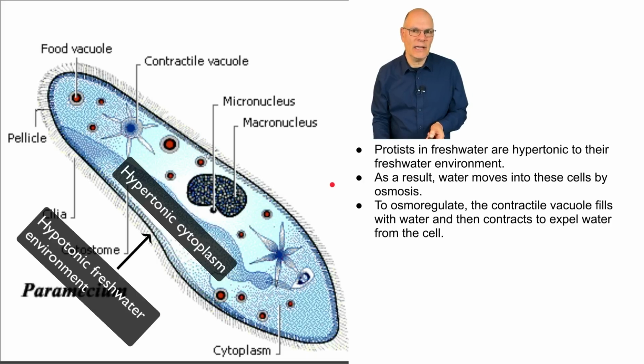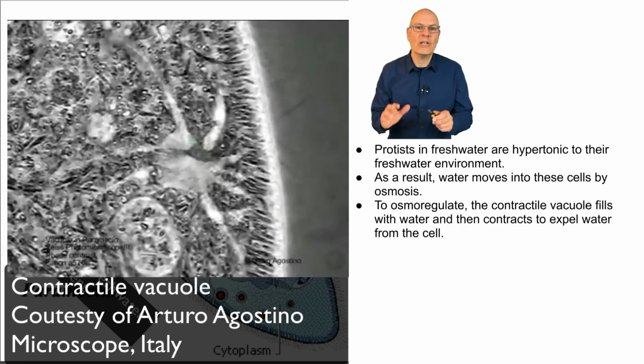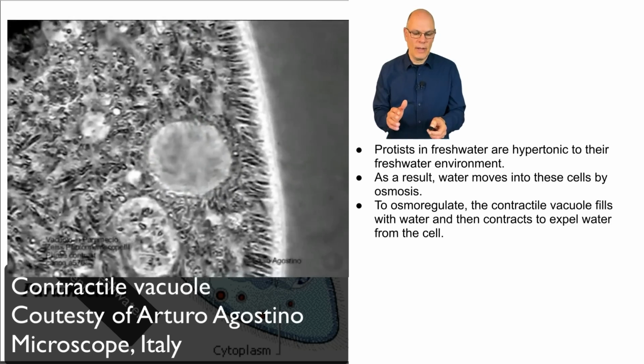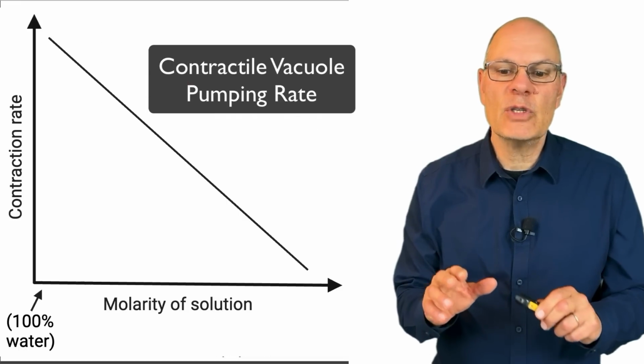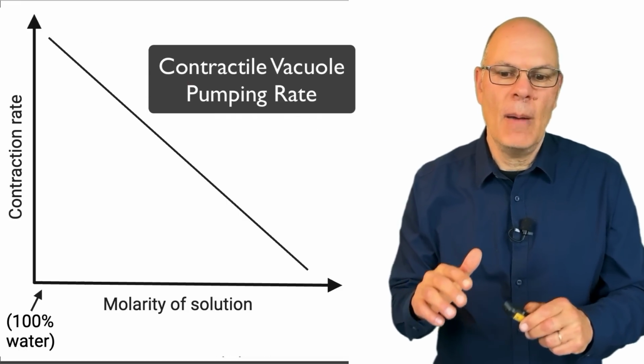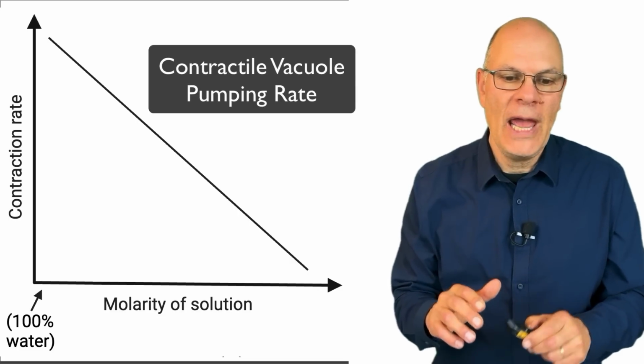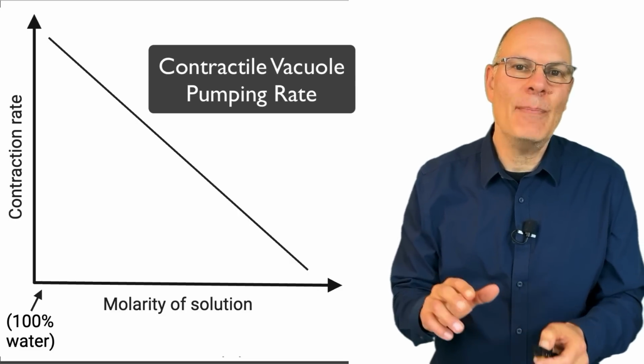To osmoregulate, that's a new term. Osmoregulate means to regulate your osmotic balance. The contractile vacuole, that's this organelle over here, fills with water and then contracts to expel water from the cell. If the environment becomes more hypertonic, then the cell can adapt by decreasing its rate of contractile vacuole contraction and do the reverse in more hypotonic environments.